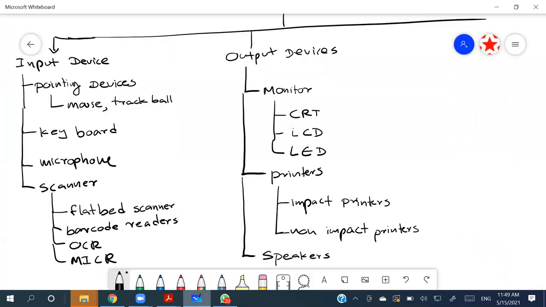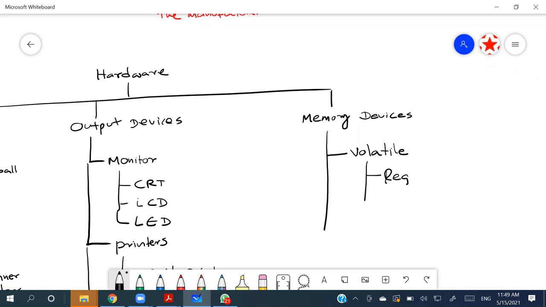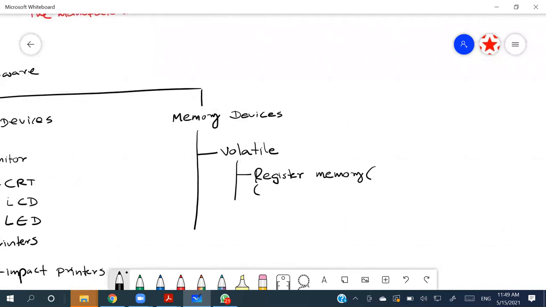Okay, so moving to the diagram. Here we are going to draw the memory devices. You can start writing with me. Majorly, there are two types, which is volatile. And under the volatile, register memory. This is inside the CPU, central processing unit.